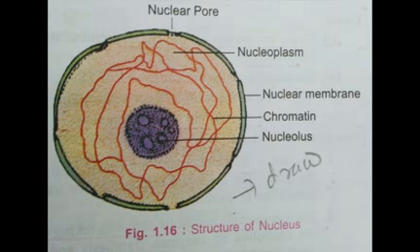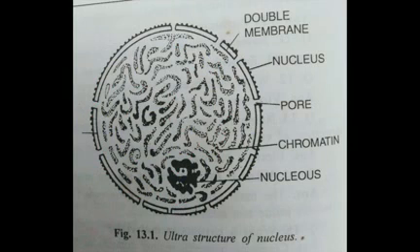Now what are cell organelles? The cytoplasm contains some important tiny structures, and these structures are known as cell organelles. These are associated with cellular function. The fluid that remains in the cell when all organelles are removed is referred to as cytosol. C-Y-T-O-S-O-L, cytosol.